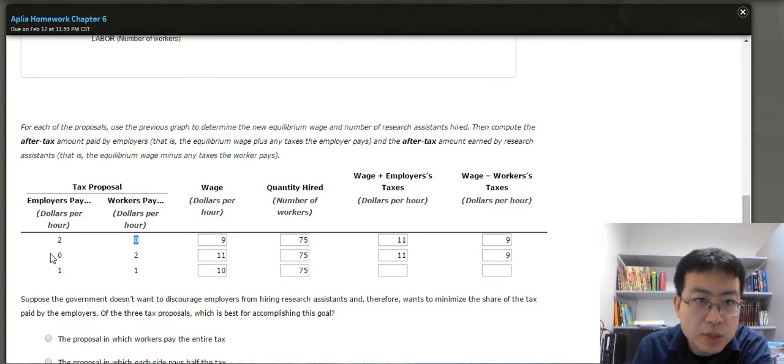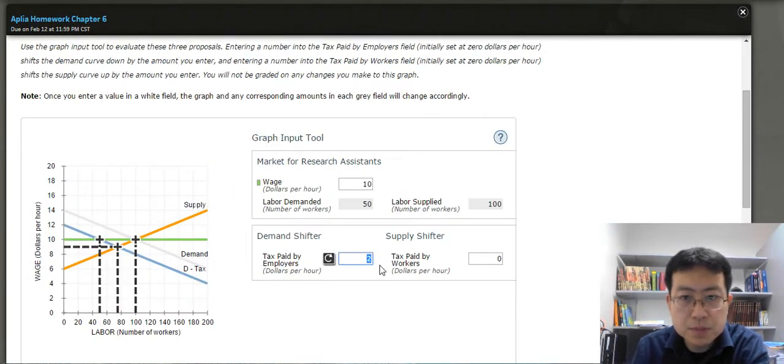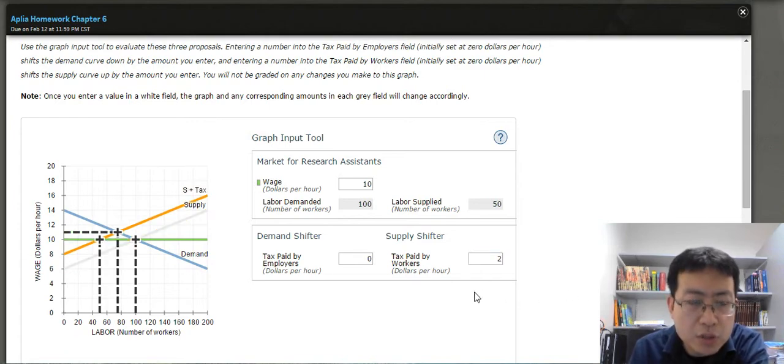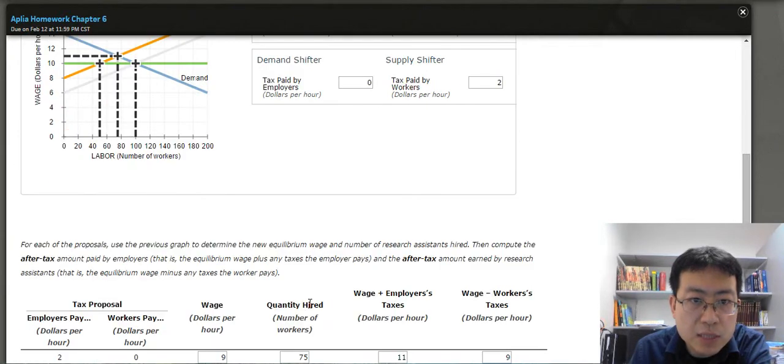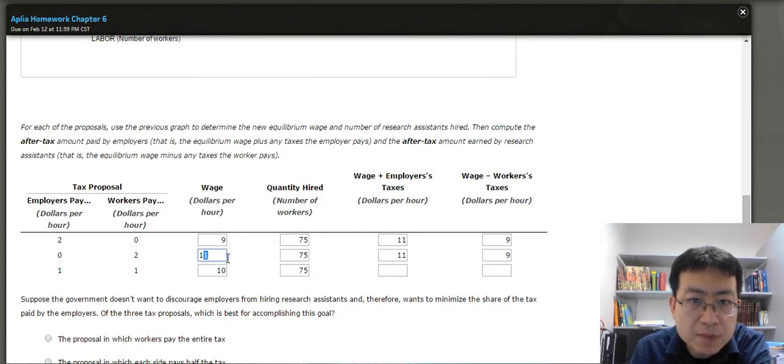And then second, we have the 0 and 2. So $0 paid by the employer, $2 paid by the workers. So 0 and 2. So now we have a new supply curve, and this one right here, the S plus tax, that's our new supply curve. The supply curve shows that our quantity is still 75, and our new price is 11. So we say the wage has now become $11.